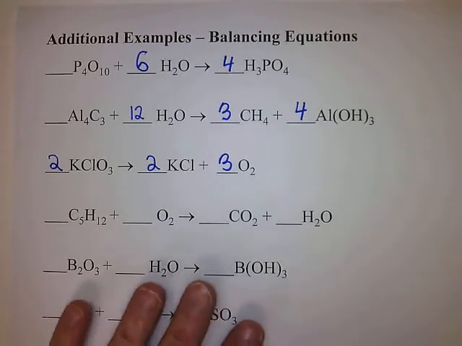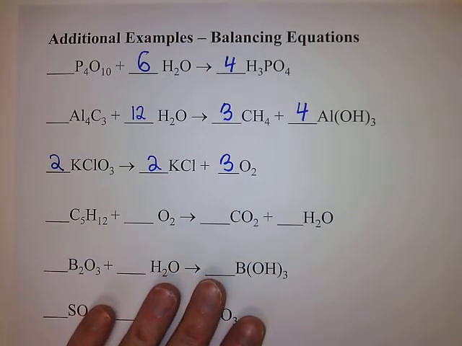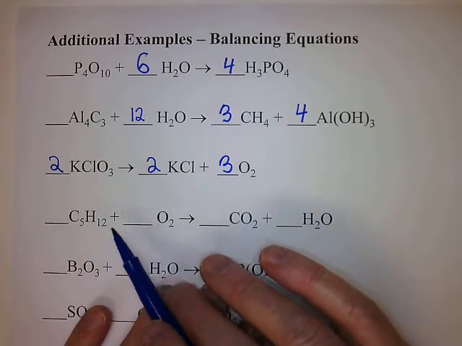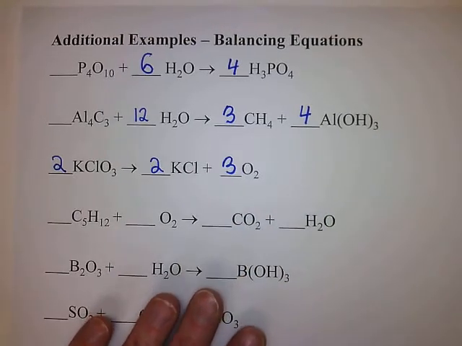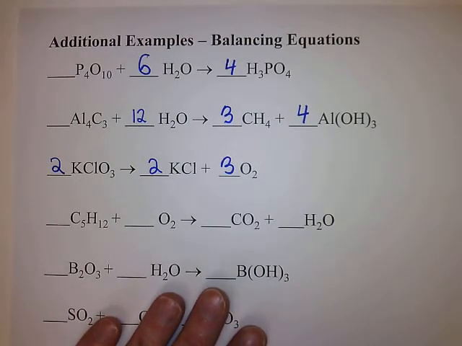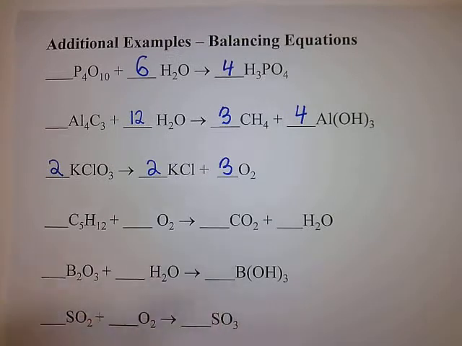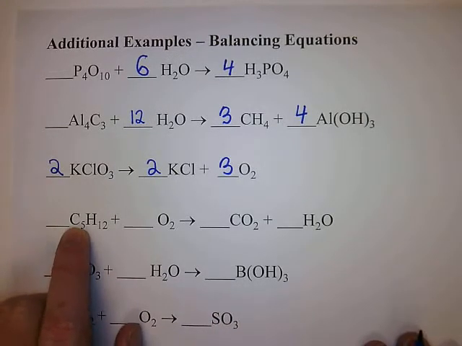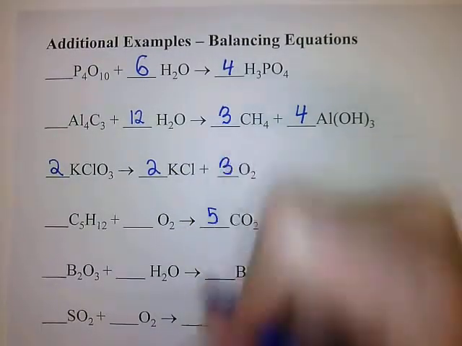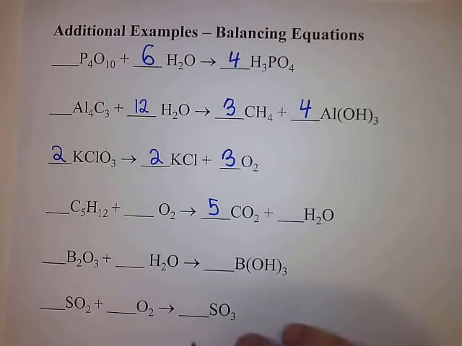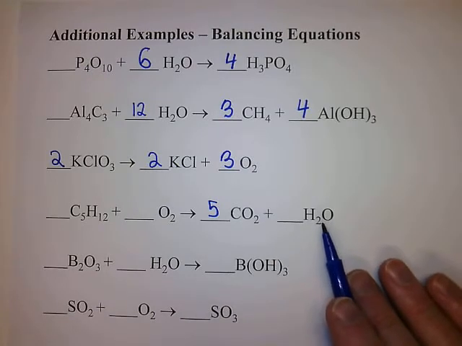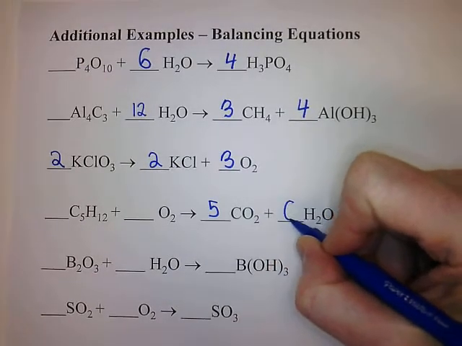Okay? Here we have another combustion reaction. In this case, it's the combustion of pentane, which is C5H12. Again, any combustion reaction produces carbon dioxide and water. So we have 5 carbon atoms in C5H12, but there's only 1 carbon atom in CO2, so we're going to have to make 5 of those. Okay. We have 12 hydrogens in C5H12, but there's only 2 hydrogens in H2O, so we'll have to make 6 waters.